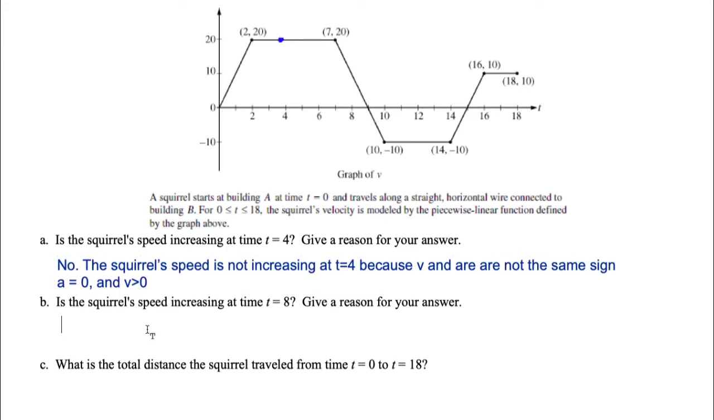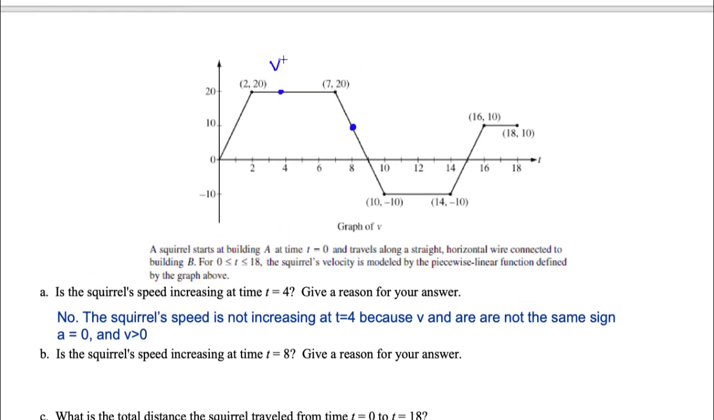Question B, is the squirrel speed increasing at time t equal to 8? So over here at 8, let's make a point. My velocity here was greater than 0, and acceleration was equal to 0. The velocity here is still greater than 0, the height is greater than 0, and the acceleration, the slope here, is negative. So these are opposite signs, so you know that you are decreasing in speed.